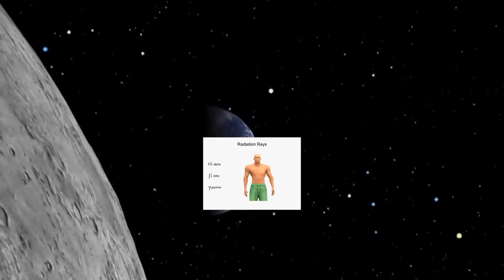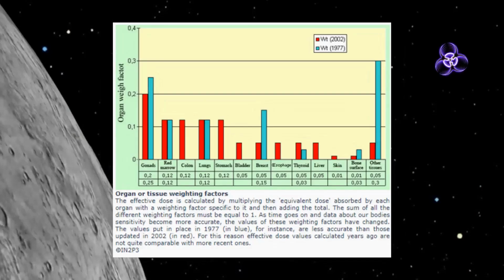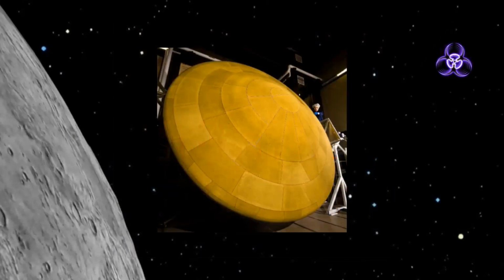Effective dose. Since different types of radiation can strike different parts of the body, a new quantity called the effective dose is used, in which each organ or part of the body is assigned its own Q factor. This is one of many factors considered when designing spacecraft shielding.